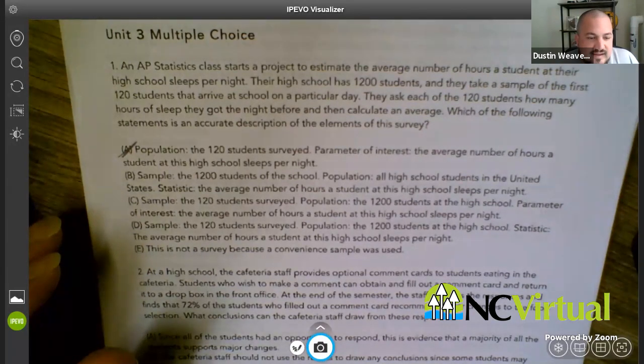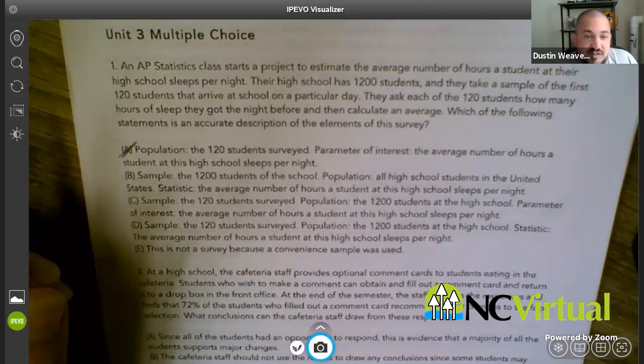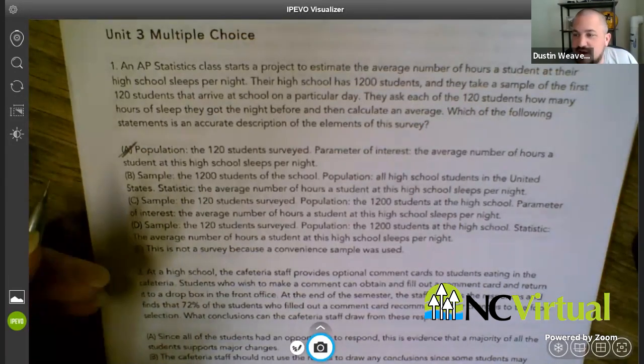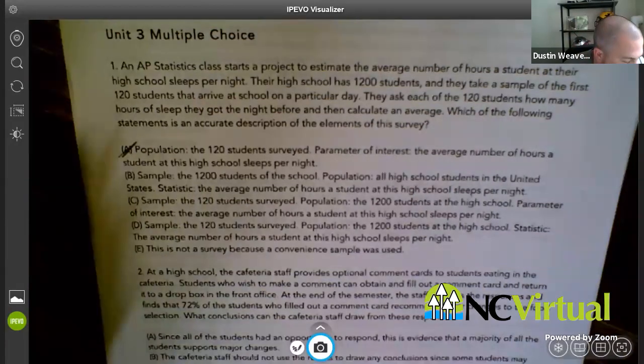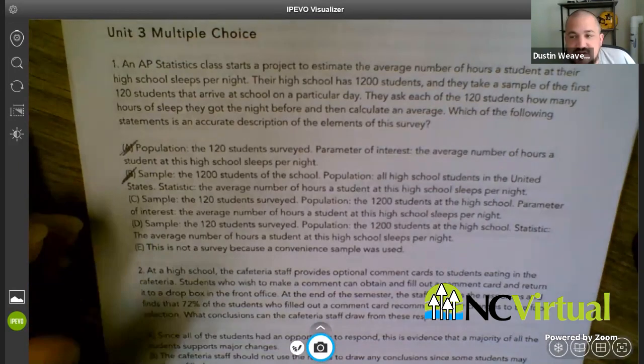Part B says the sample is the 1,200 students of the school. Well, that wouldn't be true. That would be our population, the 1,200 students of the school. C, the sample is the 120 students surveyed.